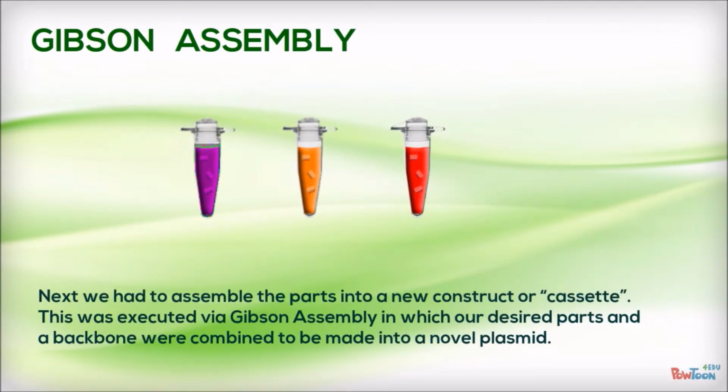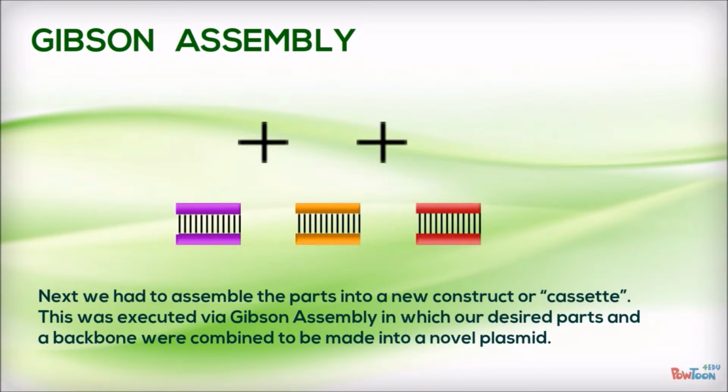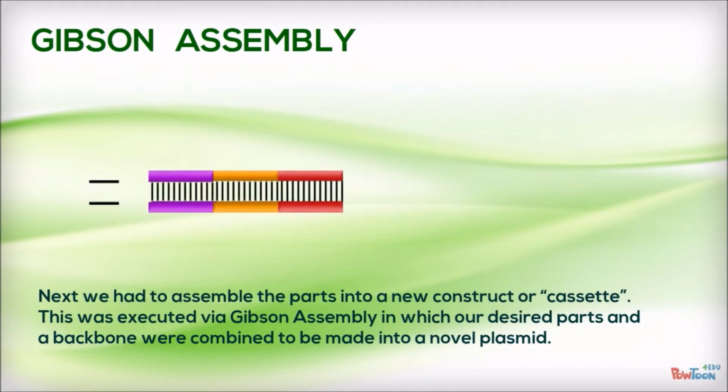Gibson assembly. Next, we had to assemble the parts into a new construct or cassette. This was executed via Gibson assembly, in which our desired parts and a backbone were combined to be made into a novel plasmid.